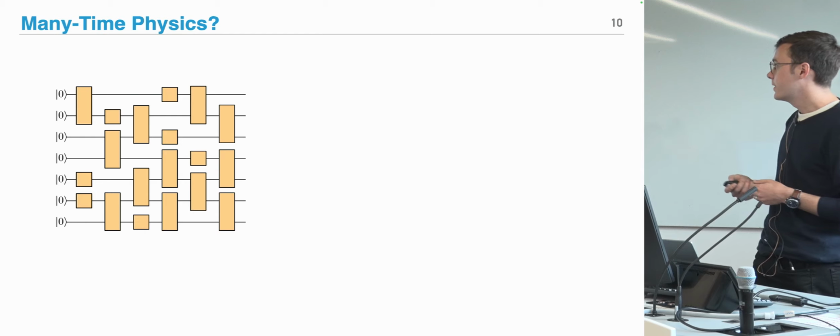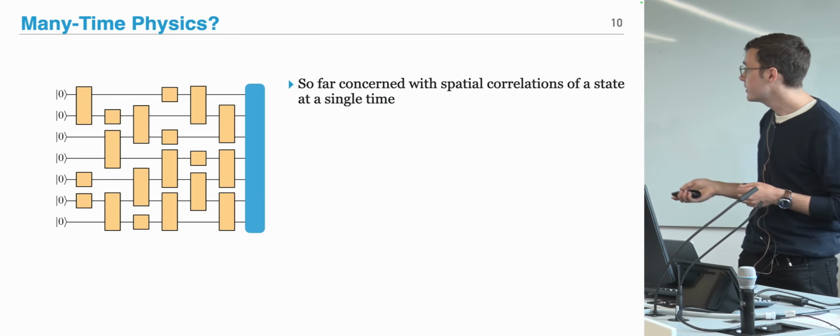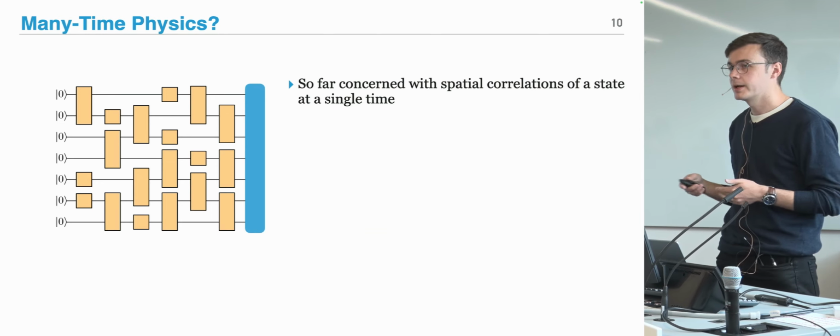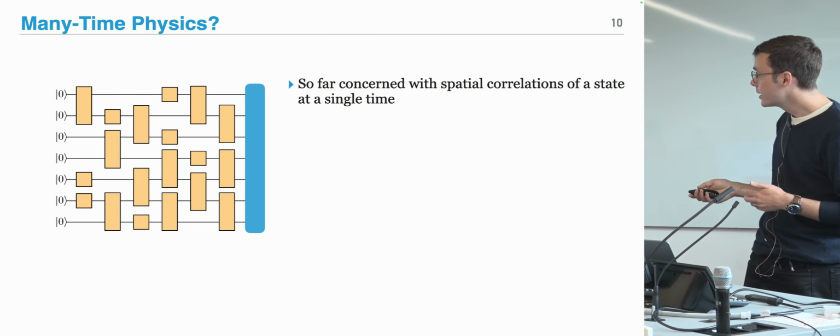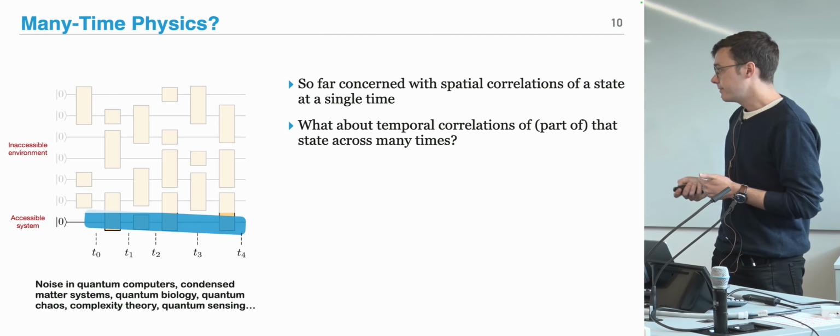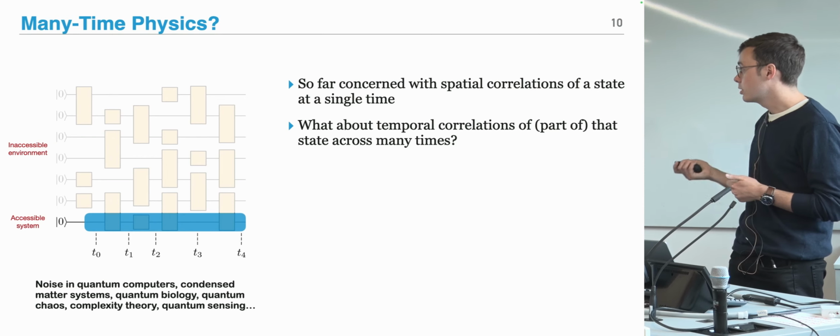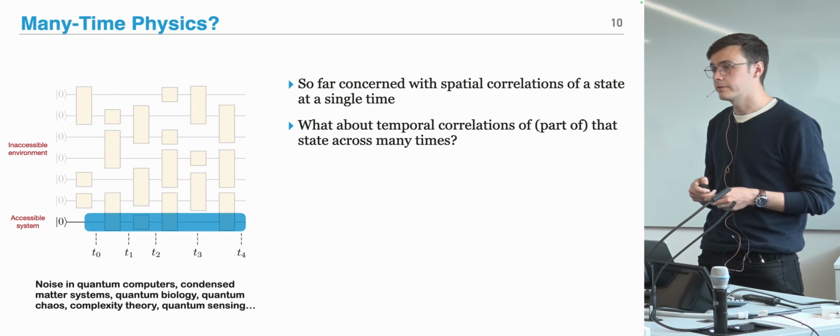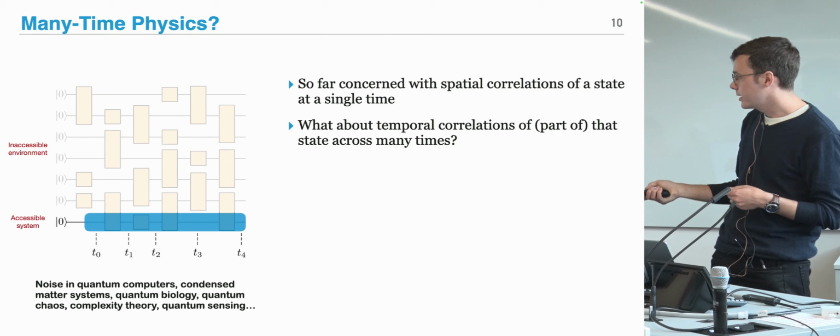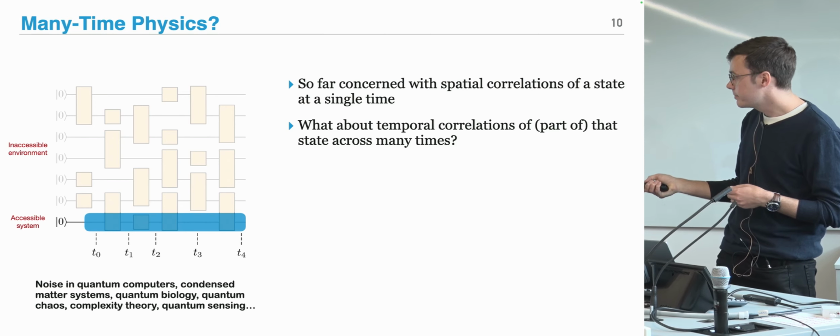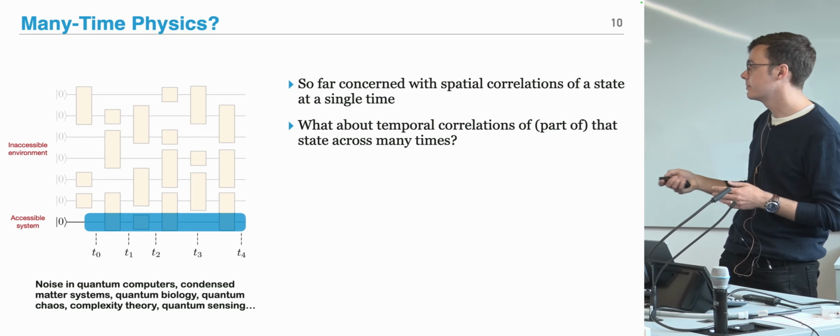Everything I've talked about so far has concerned purely spatial correlations. So I have a single quantum state, and I look at it at a single time, and I ask, what's the entanglement structure between the different subsystems? But you can actually ask a fairly equivalent question in terms of what are the temporal correlations of a single subsystem across many different times. So suppose I have some system accessible to me and it's interacting with a whole bunch of other quantum systems.